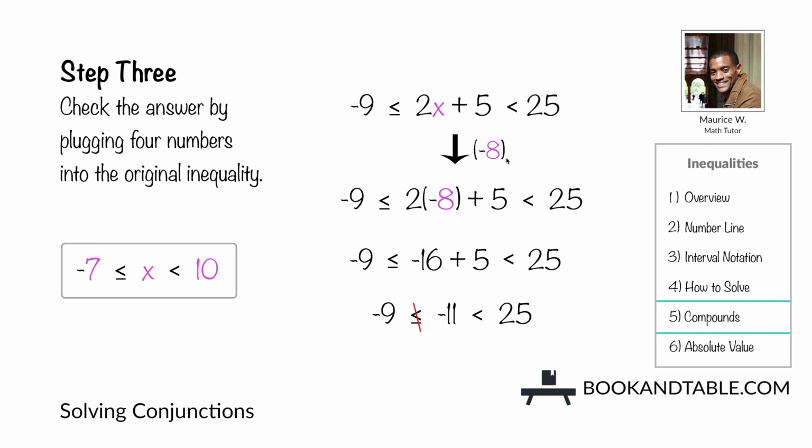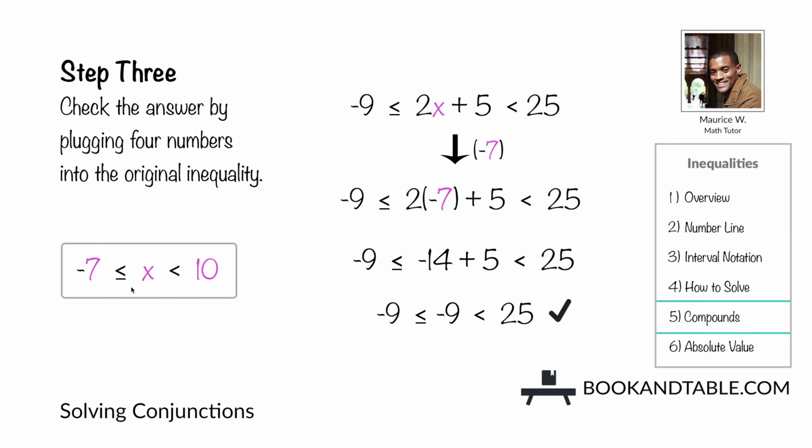So if we plug in -8 for x, that leaves us with 2 times -8, which is -16. -16 plus 5 is -11. And we see that this end is not true. -9 is not less than -11. So -8 does not work, which is what we were hoping for.